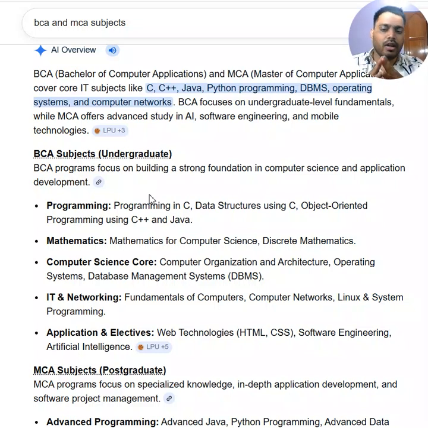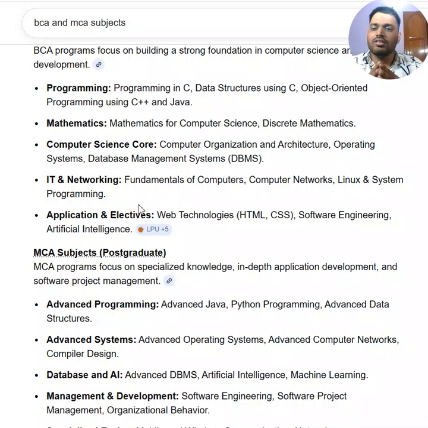Then there come the fundamentals of computer networks, how the computer networks look like, what is Linux and system programming. Then there are applications like web technologies, HTML, CSS. Then there is software engineering.